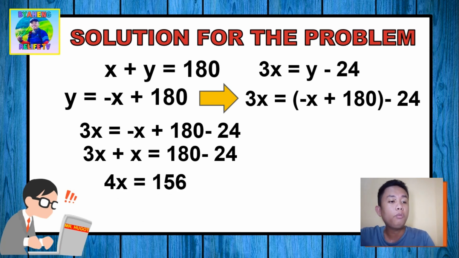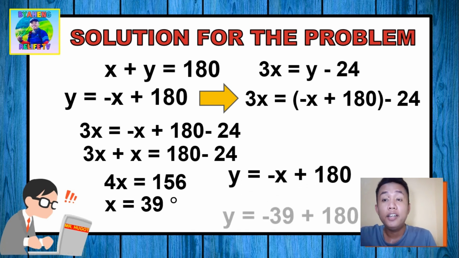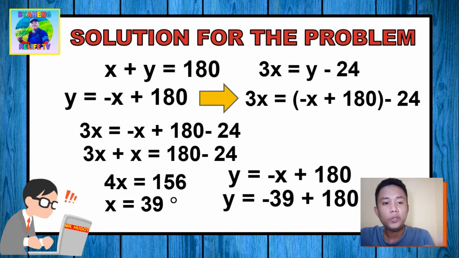So, we have 4x equals to 156. 156 came from 180 minus 24. Yung 4x ay galing sa 3x plus x. So, dividing them, we have 39 degrees. Eh, sir, paano po yung y? Sabi ko sa inyo guys, we use substitution. Gagamitin natin itong ginamit natin sa first part ng problem natin. Papalitan po natin yung negative x ng negative 39 degrees. So, adding them, we have y equals to 141.